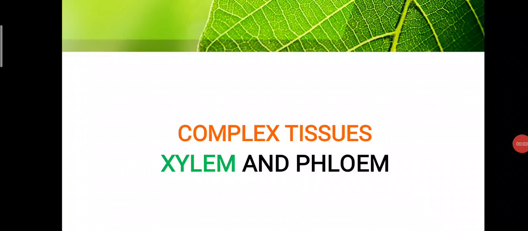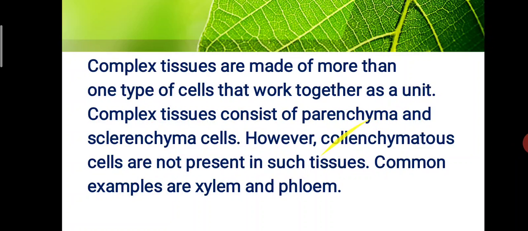So we'll discuss xylem in detail first. These complex tissues are made of more than one type of cell and they always work together as a unit. They consist of parenchyma and sclerenchyma cells. However, they don't have chlorenchymatous cells in their tissues. Common examples we are going to discuss are xylem and phloem.